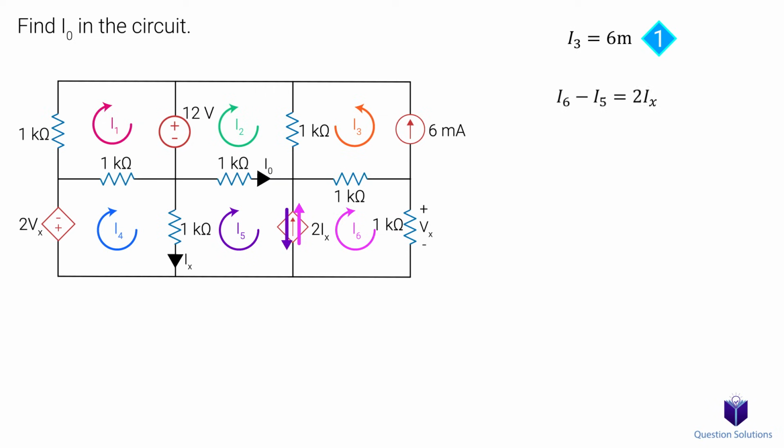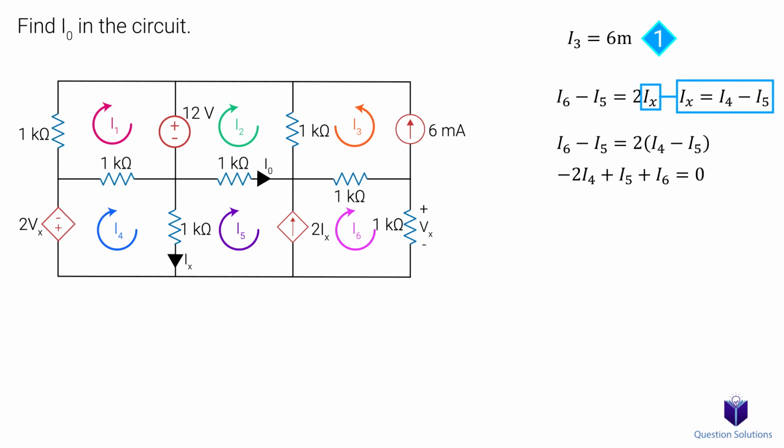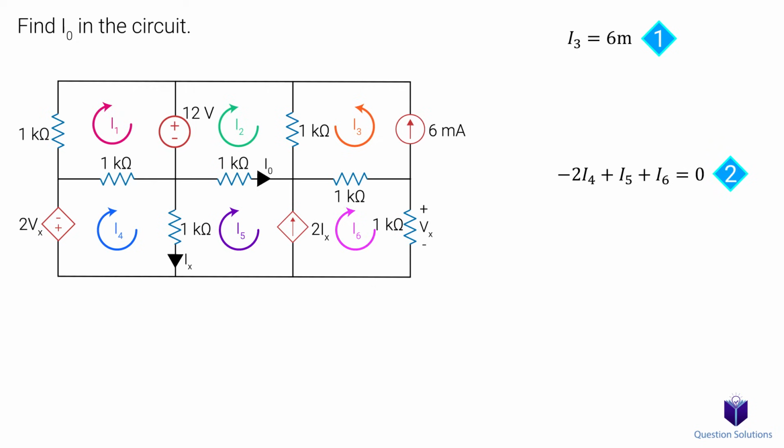So I6 minus I5 gives us 2Ix. Where is Ix on our circuit? We see that it's the current in this 1K ohm resistor. Notice that this current can be written as I4 minus I5. I4 goes in the same direction as the labeled current, while I5 opposes it. Let's replace Ix with the new value. Now we can simplify. That's our second equation.